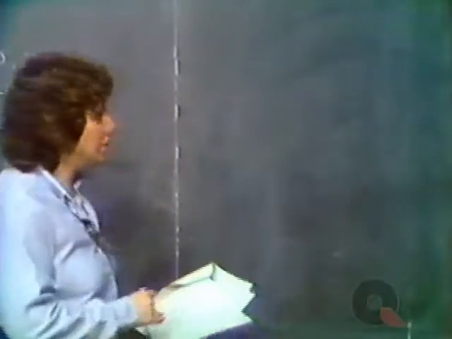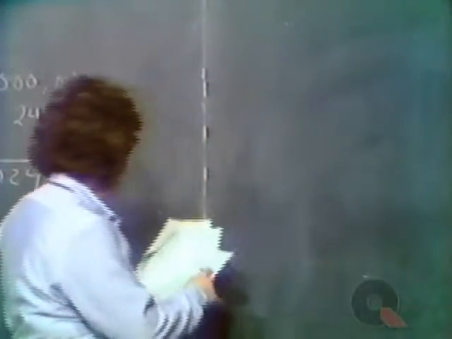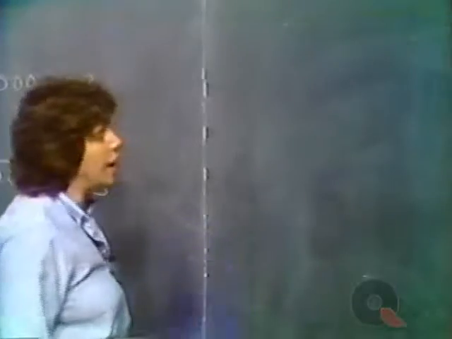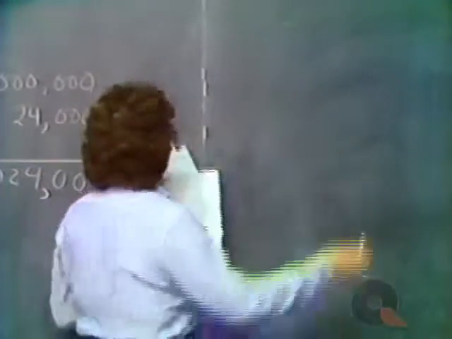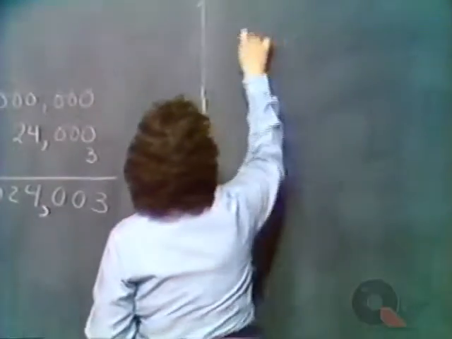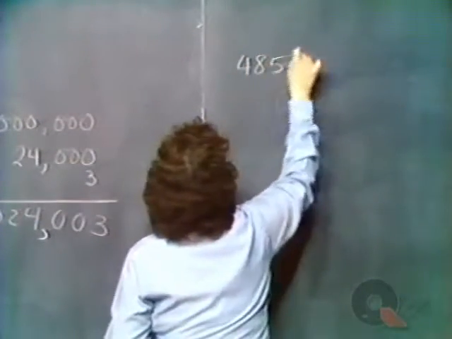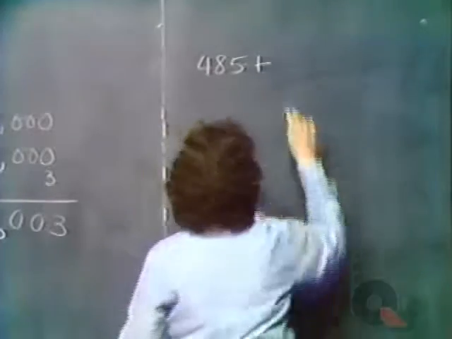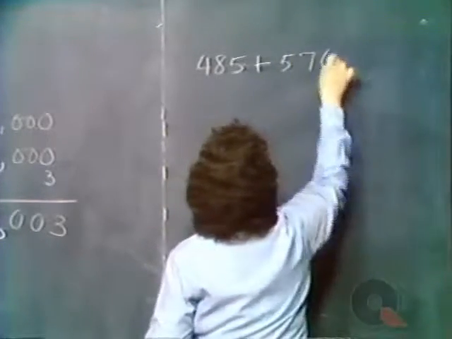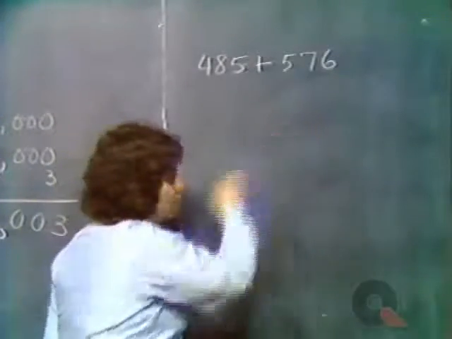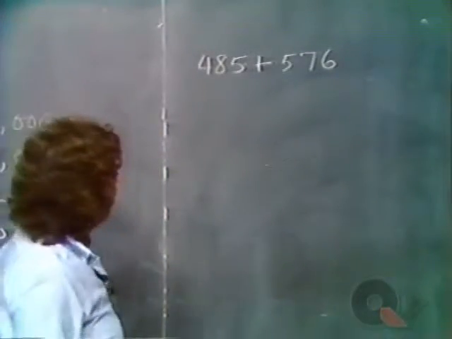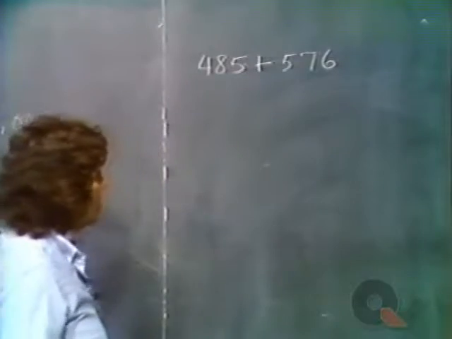The problems on the assessment test are usually written horizontally, and you'll have to rewrite them vertically in order to be able to handle them. For example, you may see a problem like this: 485 plus 576 equals, and I give you a variety of answers. The important thing is you have to work this out on your own.